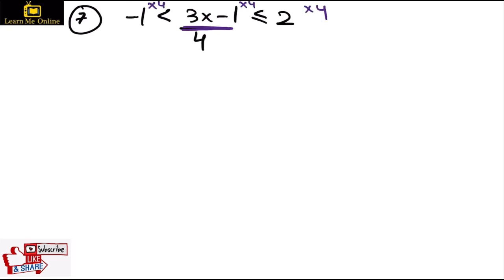So minus 1 times 4 is a minus 4. Then there's a less than symbol. This top 4 and the bottom 4 would cancel each other. You would have 3x minus 1. Then there's less than or equal to, and 2 times 4 is 8.